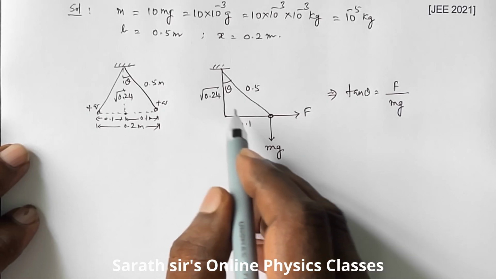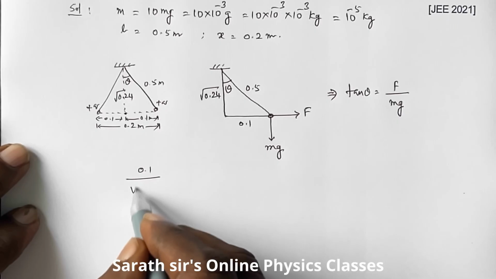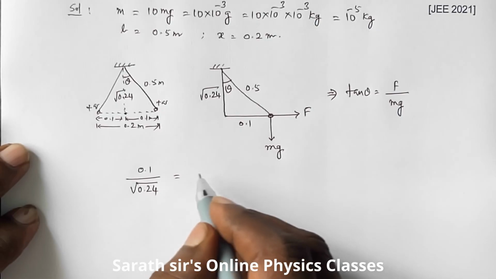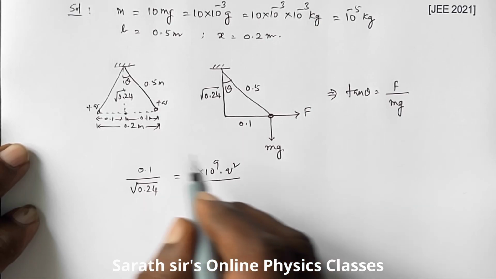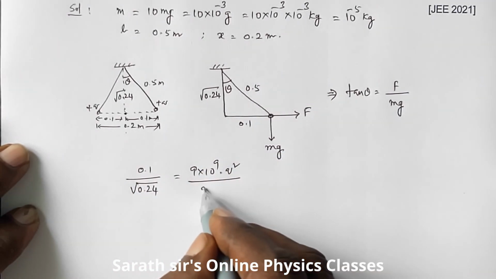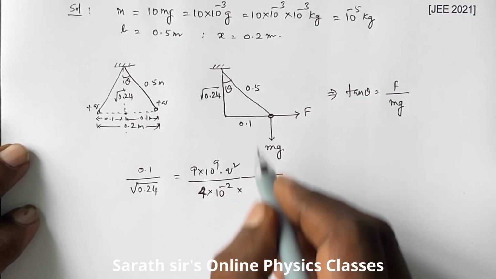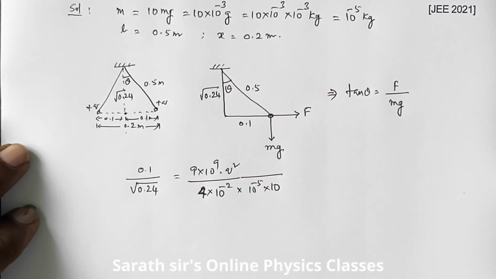Tan theta, opposite side by adjacent side. So 0.1 by root of 0.24 is equal to F, 1 by 4 pi epsilon naught Q square by R square. R is the distance between them, which is 0.2. So 4 into 10 to the power of minus 2, this is square, into mg. M is equal to 10 to the power of minus 5, into g is 10. So all the values we have substituted here.